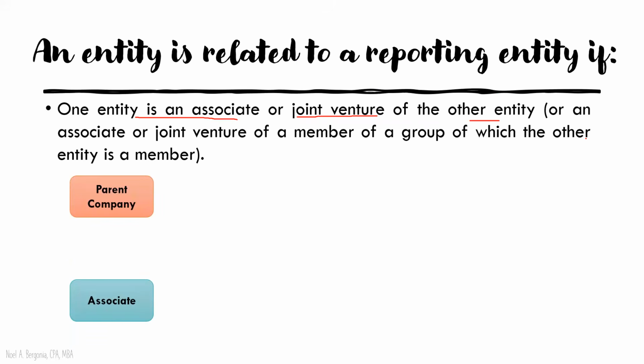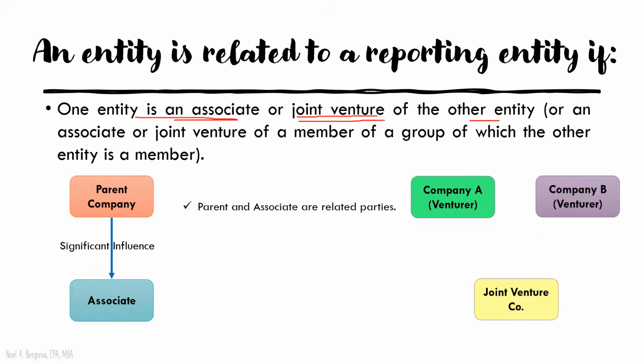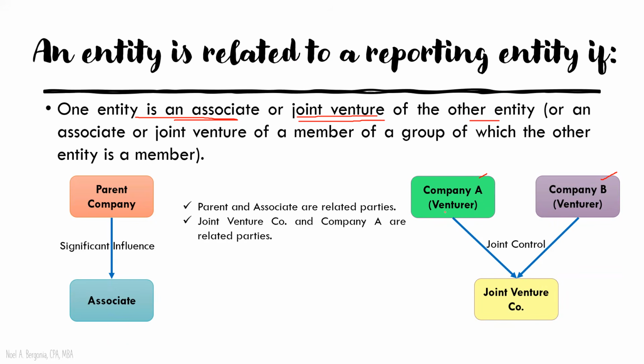Let's say you have the parent company and you have the associate. The parent has significant influence over the associate. Thus, we can consider that the parent and associate are related parties, because it is an associate. On the other hand, for a joint venture, let's say you have company A and company B who agreed with each other for a common purpose. They are known as venturers, creating another company. They form a joint venture. The company over which they have joint control is the joint venture company. In this case, the joint venture company and company A are related parties.